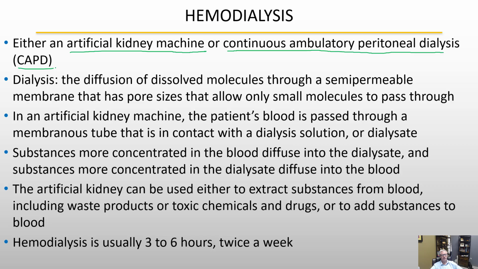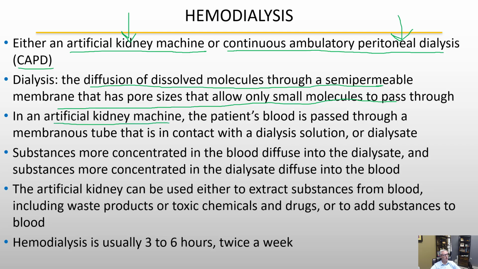So the broad definition of dialysis is basically the diffusion of molecules through a semi-permeable membrane that has a pore size that allows for only small molecules to pass through. Basically in dialysis, we're going to clean the patient's blood for them. We're going to extract the waste products out of the bloodstream for the patient. Now, we can do this one of two ways. We can do this through the artificial kidney machine, or we could do this through peritoneal dialysis.